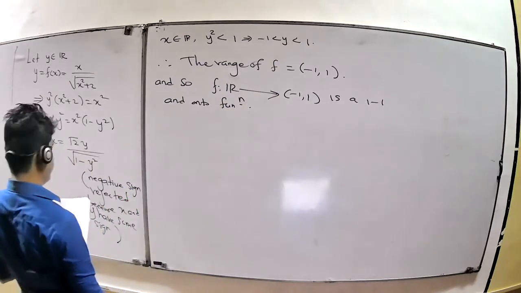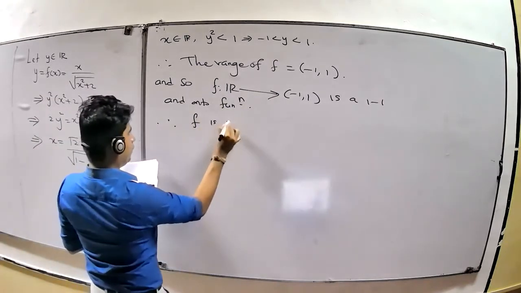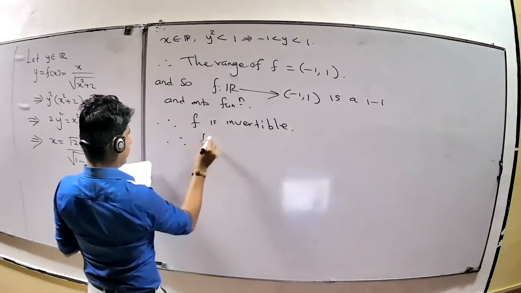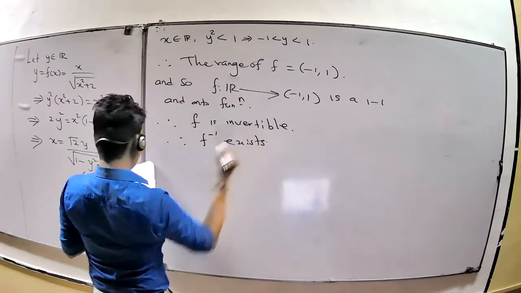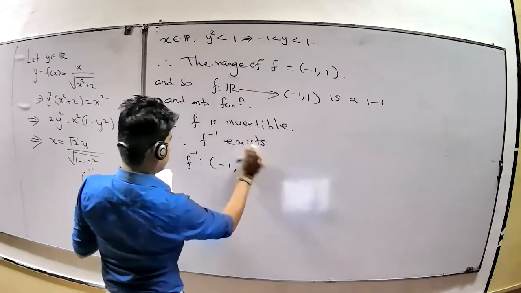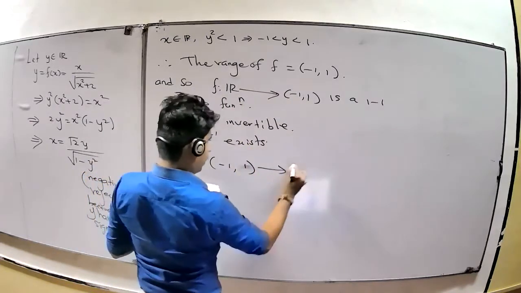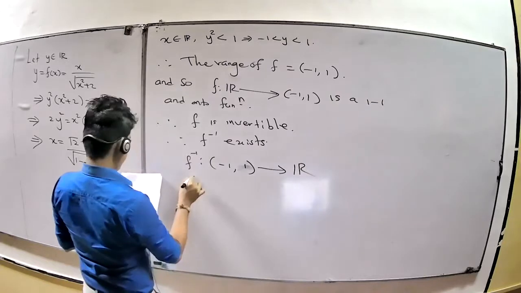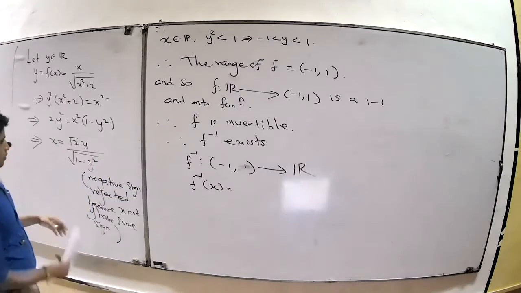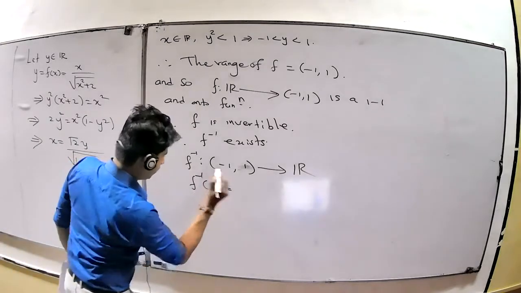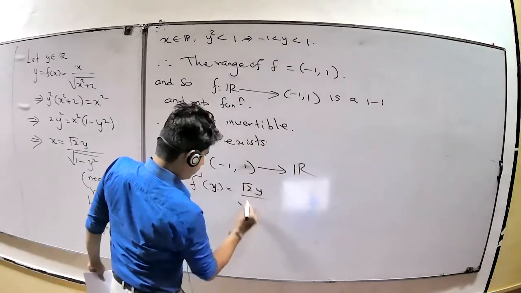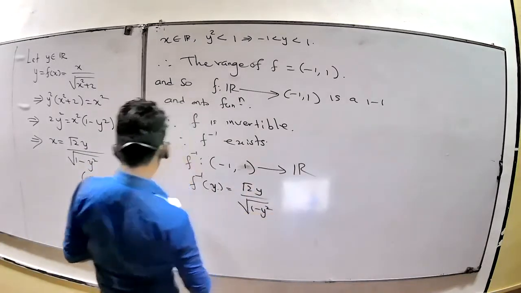Therefore, a one-to-one onto function means f is invertible. F is invertible means f inverse exists. Now you can find the f inverse. Now your f inverse is a mapping from (-1, 1) to the real numbers. What is the mapping? F inverse of y means root 2y over square root of 1 minus y square.